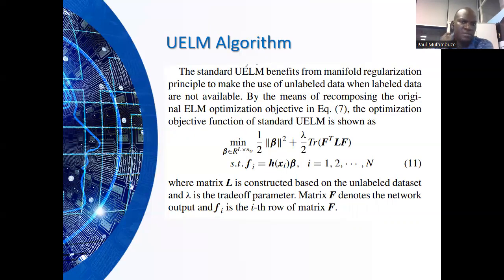The standard ELM benefits from the manifold regularization principle to make use of unlabeled data when labeled data is not available, by means of reformulating the original ELM optimization objective. The optimization objective function for the standard ELM is shown here in equation 11, where the matrix L is constructed depending on the unlabeled data set, lambda is the trade-off parameter, and matrix F denotes the network output, with Fi being the ith row of the matrix F.